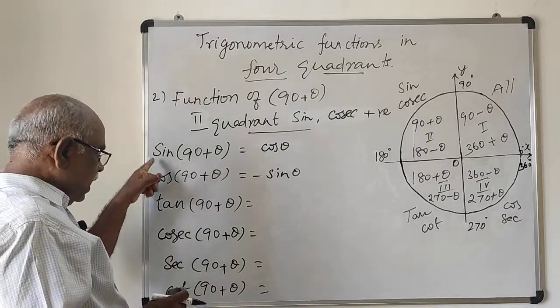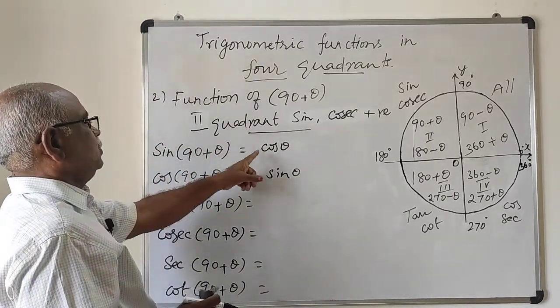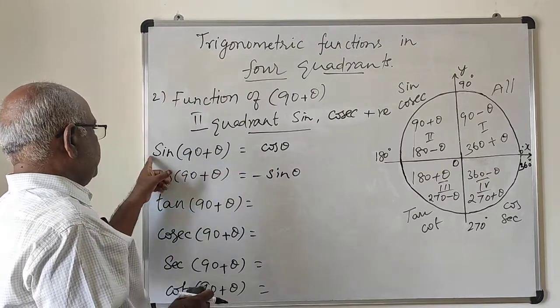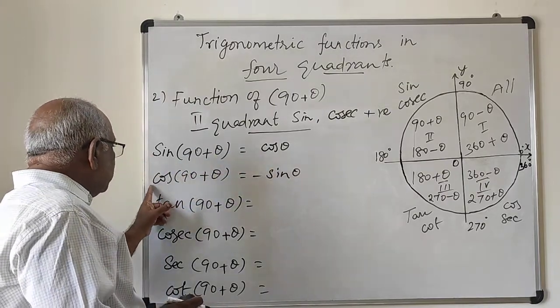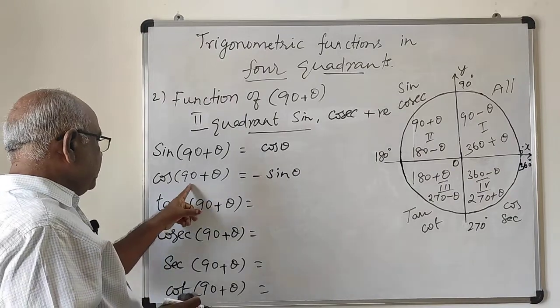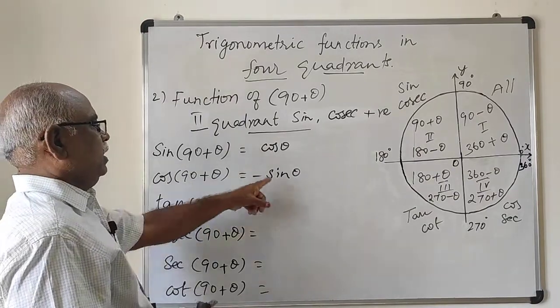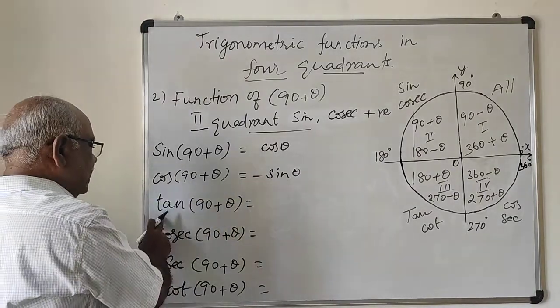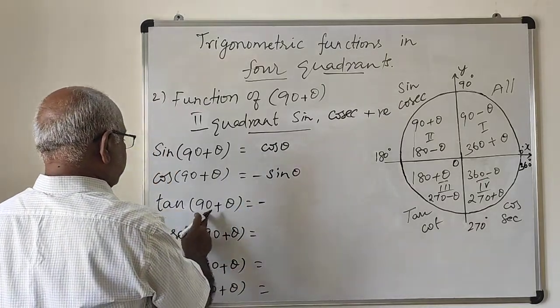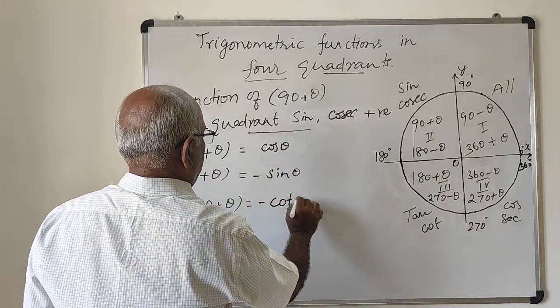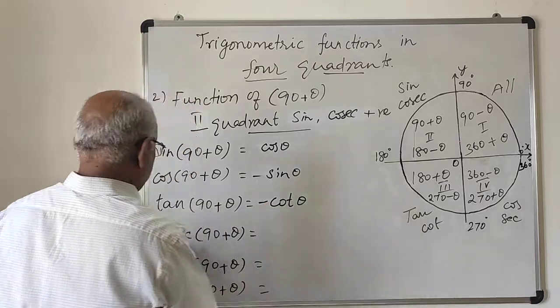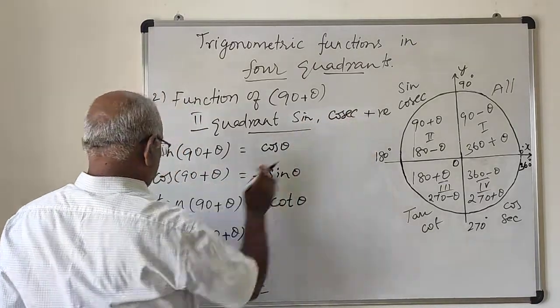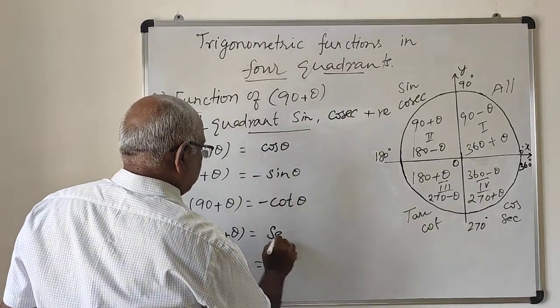Sin 90 plus theta: sin is positive, therefore the answer is in positive sign. And 90 changes its ratio to cos. Cos is negative, therefore negative sign, but 90 changes its ratio, therefore minus sin theta. Tan is negative, but 90 changes the ratio, so minus cot theta. But cosecant positive, therefore secant theta.